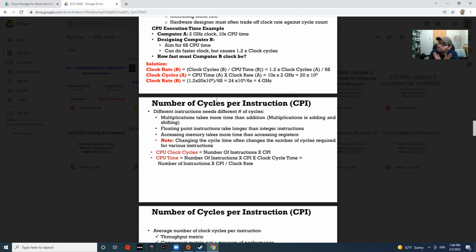What about CISC? In CISC, we said it's multiple cycles per instruction, right? Which is going to benefit from this CPI. Because multiplication can be done in 4 cycles, addition maybe can be done in 1 cycle. So different instructions need different numbers of cycles. It depends on the architecture, as we said. Multiplication takes more time than addition or shifting, especially if you are in CISC.